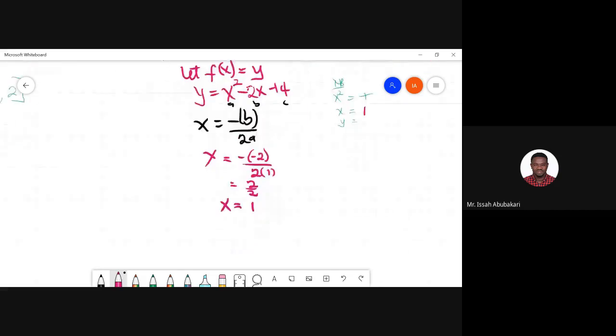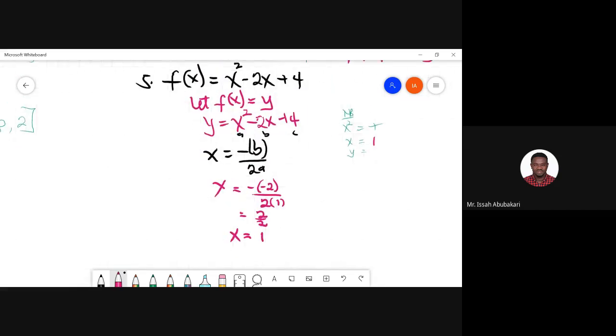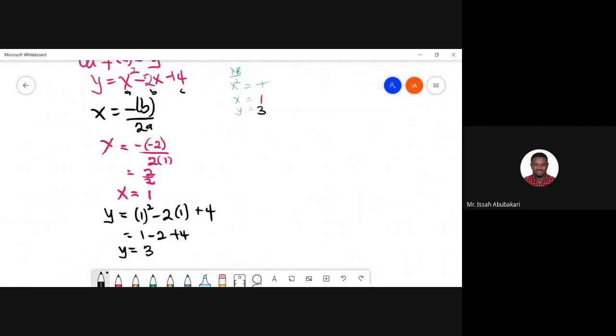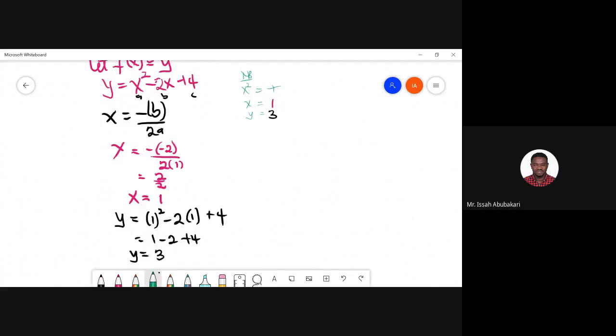Now we know our x is 1. What is our y? So we are going to substitute x is equal to 1 into the equation y. So we have y is equal to 1 squared minus 2 times 1 plus 4. Okay, then we solve this one. Then we get the value of y. 1 minus 2 plus 4. What do we get? We are going to get our answer to be positive 3. So y is equal to positive 3. In this case, y is 3. Now let's draw the graph. So drawing this graph, you are going to get something like this.